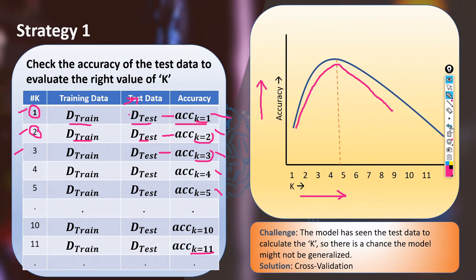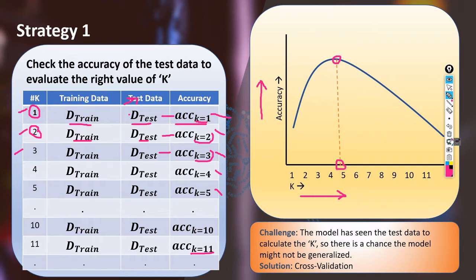Now what you have to do is point out the particular value of k where the accuracy is minimum. Sorry, I'm extremely sorry, the accuracy should be maximum. You have to point out the value of k where the accuracy is maximum. That would be your best k, because on the test data that particular k value is giving you the highest accuracy, so obviously that is our best k.